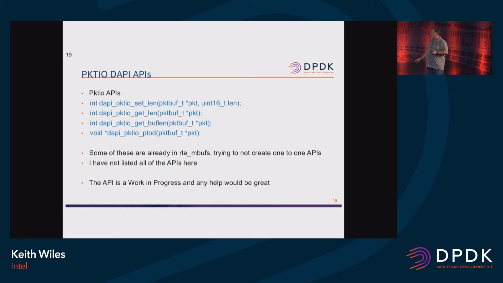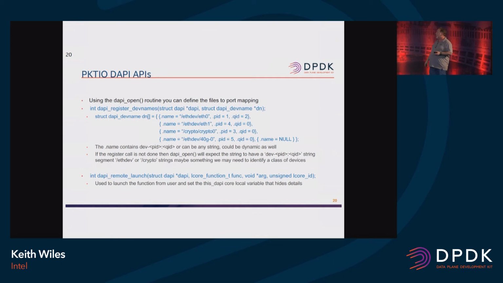So I'm probably not going to get through all the rest of this stuff, but I'll give you a brief tour of it here. So we have just the lengths and stuff like that. Most of this stuff is all glommed from what's happening in the mbufs today. This is an example of how you register your devices. So I'm just registering that string, and it could be anything, and specifying what the port and the queue ID is. And that needs to be expanded, okay? But this was a simple case.